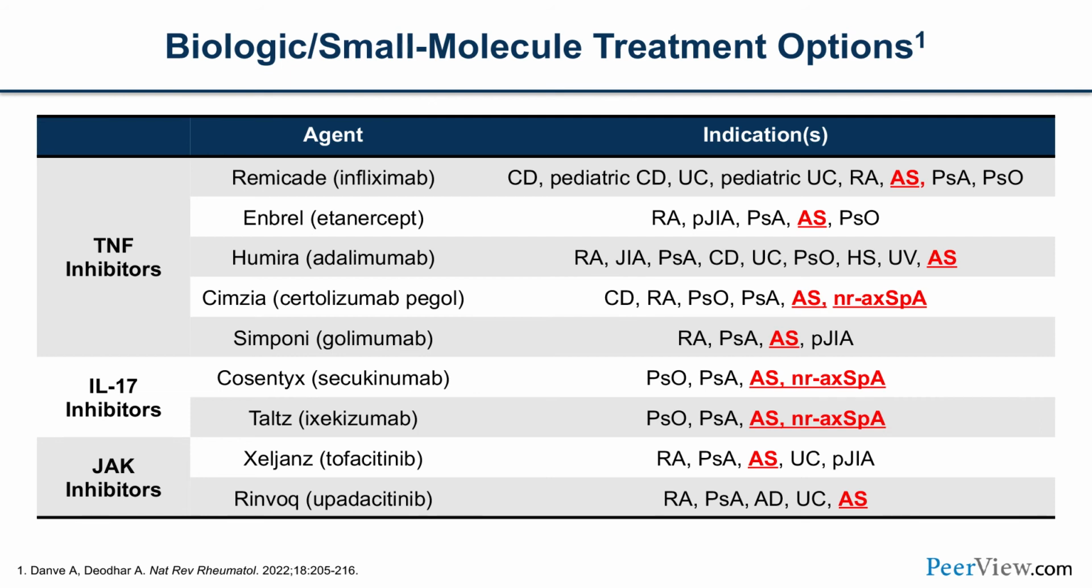And as you can see, there are currently 3 classes of targeted therapies that are approved. TNF inhibitors, the cornerstone, which have been around for a long, long time. IL-17 inhibitors, which have been more recently approved. And finally, 2 JAK inhibitors, tofacitinib and upadacitinib, which have been more recently approved. As you can see, certain of these drugs have been approved for non-radiographic axial spondyloarthritis as well as AS, or radiographic spondyloarthritis, and others are approved only for ankylosing spondylitis.